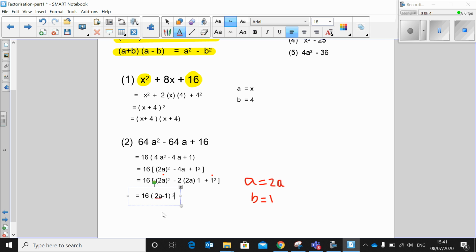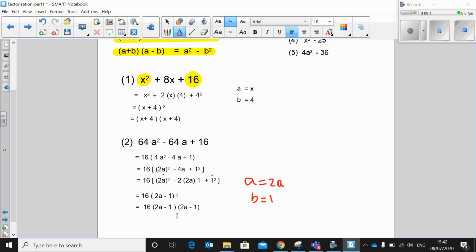So the identity is a minus b the whole square. So now it is equal to, again we can write it in the complete form, 16 times 2a minus 1 into 2a minus 1. So we got the factorization now. It is factorized into single terms. What are the factors? 16 is one factor. 2a minus 1 is one more factor. The other factor is 2a minus 1.